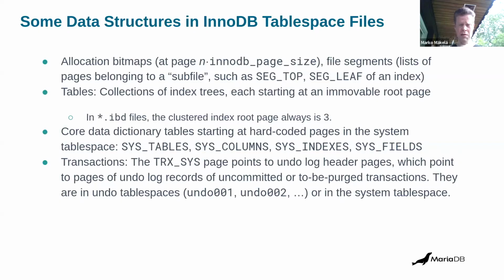And finally, for transactions, we have a transaction system header page, which in the current MariaDB implementation is only a directory of rollback segment header pages and undo logs. So that page is never modified, except when the number of undo tablespaces is being changed. So it's just a directory. And the undo logs themselves can be in separate tablespaces or inside the system tablespace. The default was changed at some point so that we have 3 separate undo tablespaces by default.